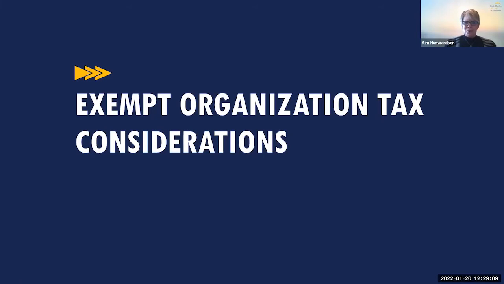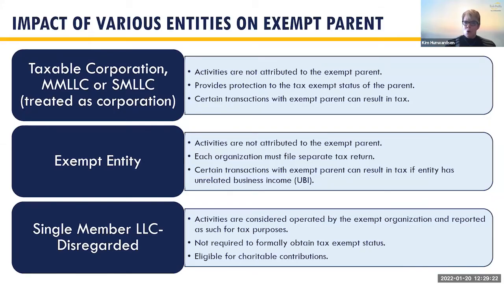So now that we kind of know those structures, let's think about how various structures impact the exempt organization. In this case, we're typically thinking about the exempt organization being the parent, the entity that owns or manages or has oversight over these entities. If we have a taxable corporation or a multi-member LLC or a single member LLC that has elected to be treated as a corporation, their activities are not attributed at all to the exempt parent. That provides complete tax protection to the tax exempt entity. So the activities that the exempt couldn't operate can sit in that corporation, and it's not going to jeopardize the status. However, as Christine mentioned, under those controlled entity rules, certain transactions with the exempt parent could result in tax.